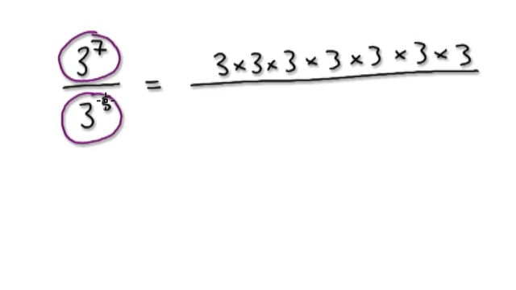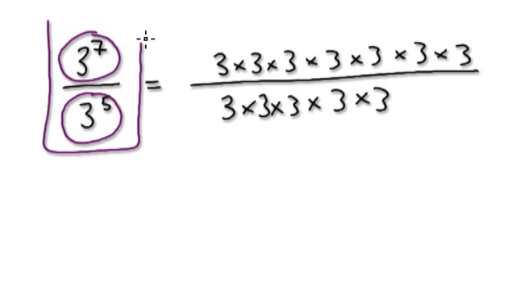Now look at this here. It means get 3 times by itself 5 times. So 3 times 3 times 3 times 3 times 3. So this thing here is the same as this fraction over here.